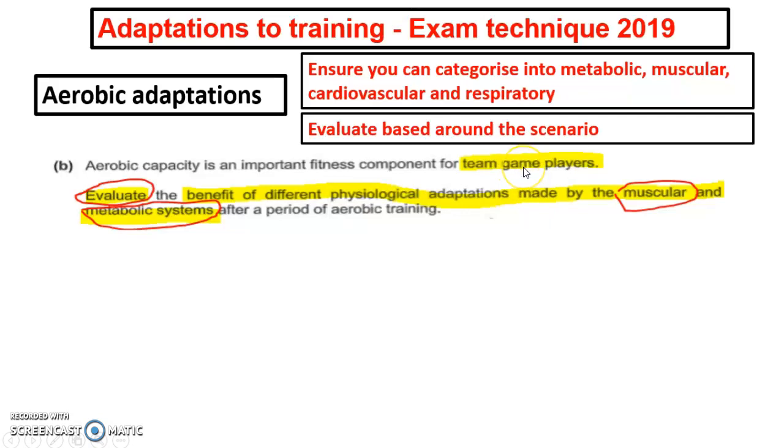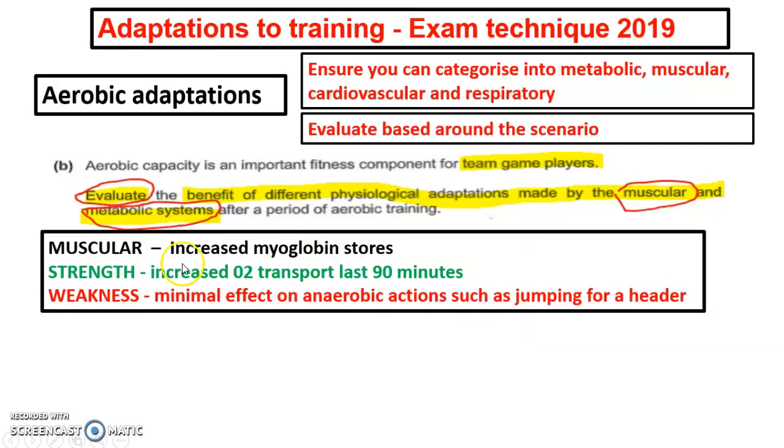If they put a scenario in the question, they are virtually telling you that you need to reference that at some point. So what do we need for this? First, we'll have a look at making sure we can categorize them in a second. But if I just give you a quick example of how we'd apply this to a muscular adaptation.